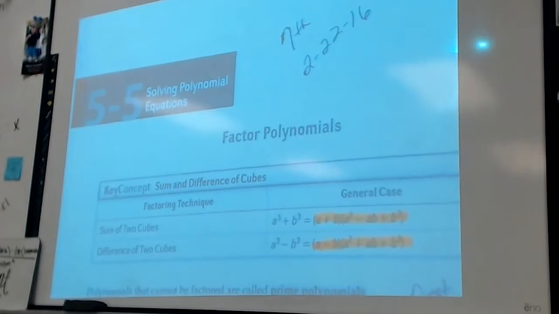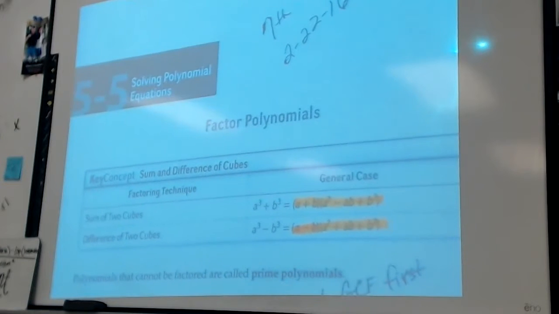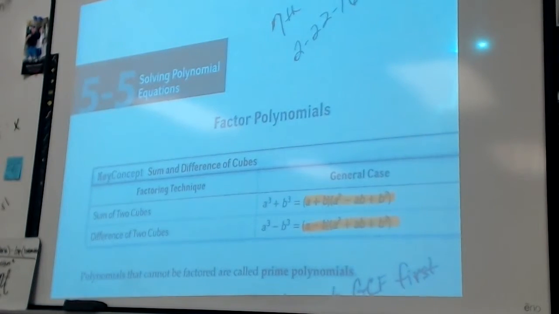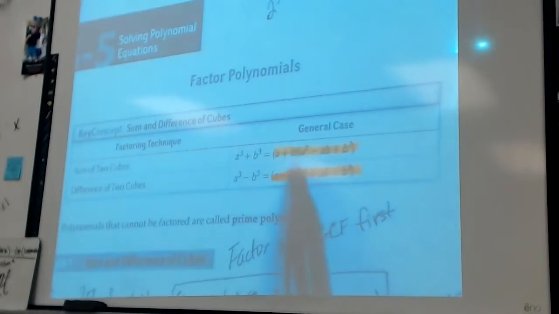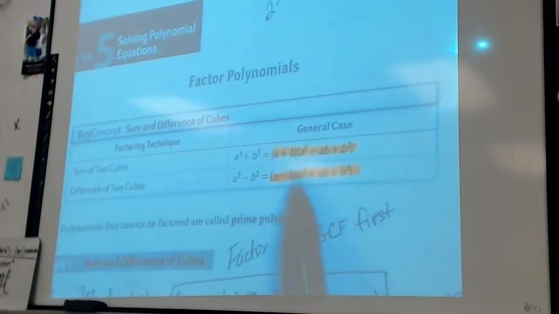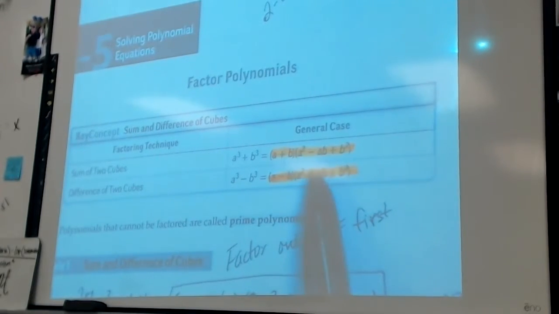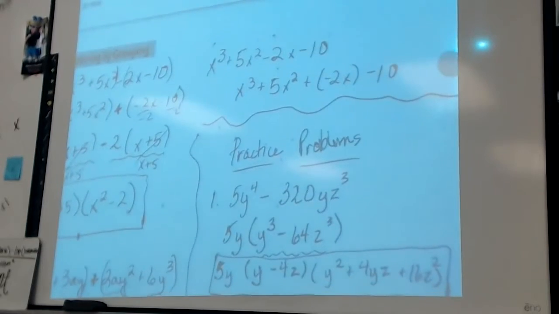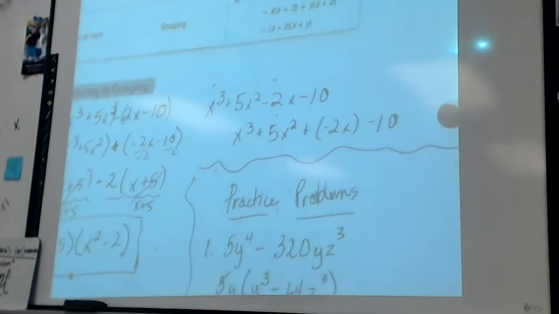Now, today we are going to finish up 5-5, solving polynomial equations. We started this yesterday with the factoring. And we talked about sum of cubes and difference of cubes and how you just plug those numbers into this formula here. And then we talked about factoring by grouping. And then y'all started working on your assignment, right?